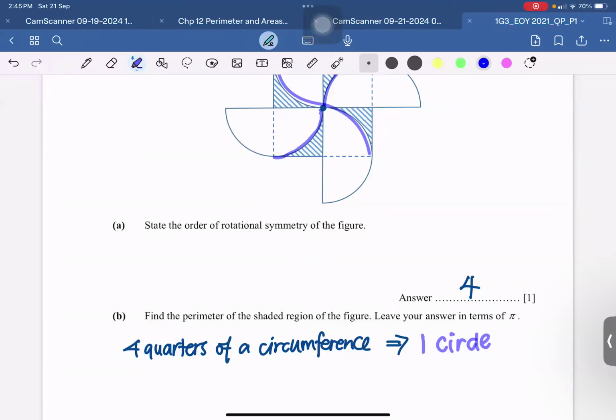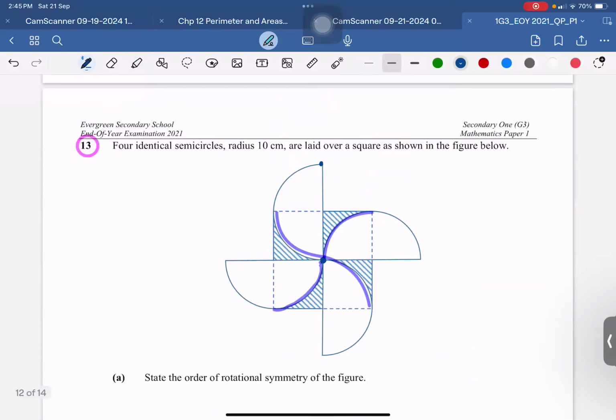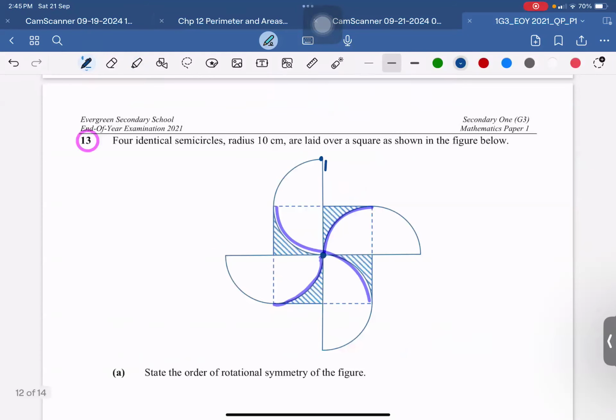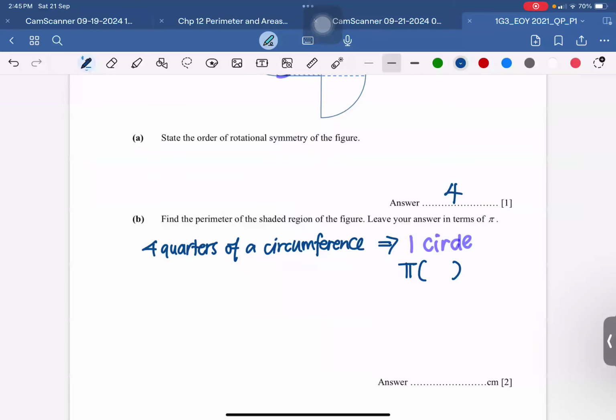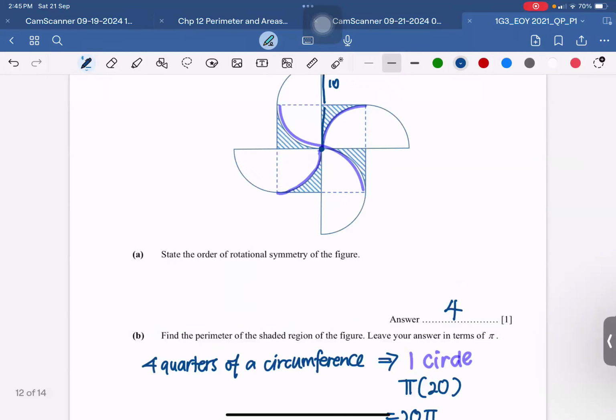Pi D. Pi D. Thank you very much. So this one will be pi times the diameter. They give me the radius, they say the radius is 10. So the diameter will be 20. So it will be pi times 20, 20 pi. Next, what else do I need to add to the perimeter?